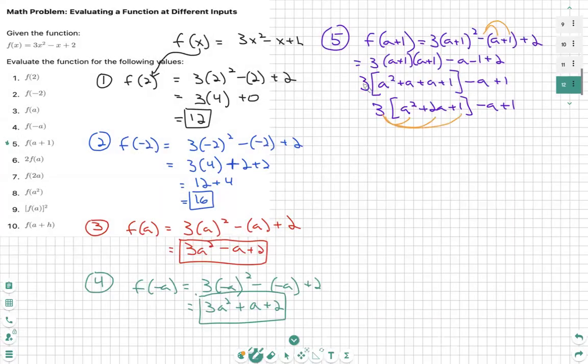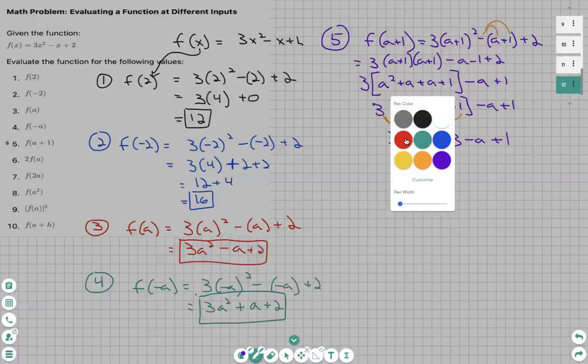You may distribute up here. That is fine. However, you'll have to distribute one more time, as you can see, because we can combine like terms here. So it's easier if you combine like terms first. So let's continue. This becomes 3a squared plus 6a plus 3 minus a plus 1.